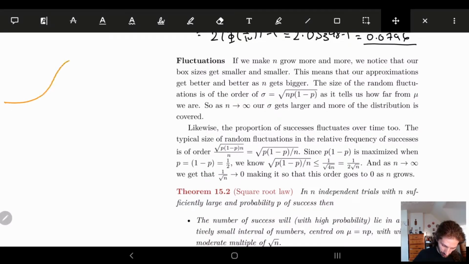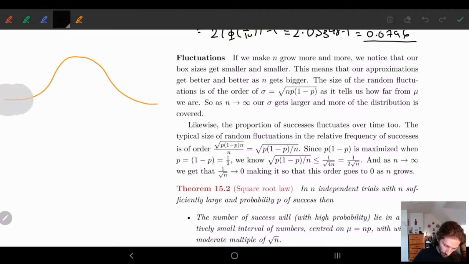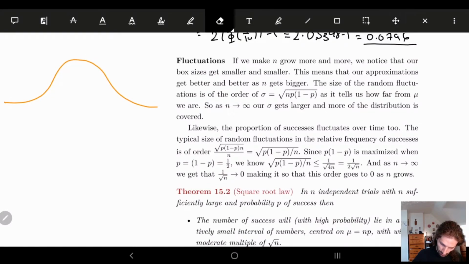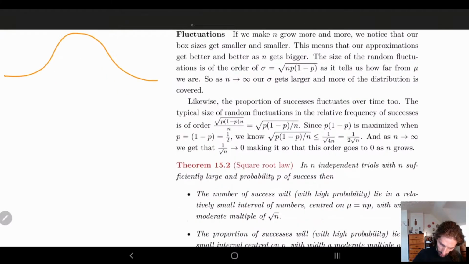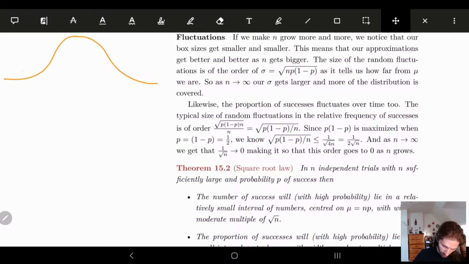we normally get something like this. Maybe I should do this in black. We would get something like, let me fix this. Bloop. Can this not erase? Nope, because I need to be here. Cool.